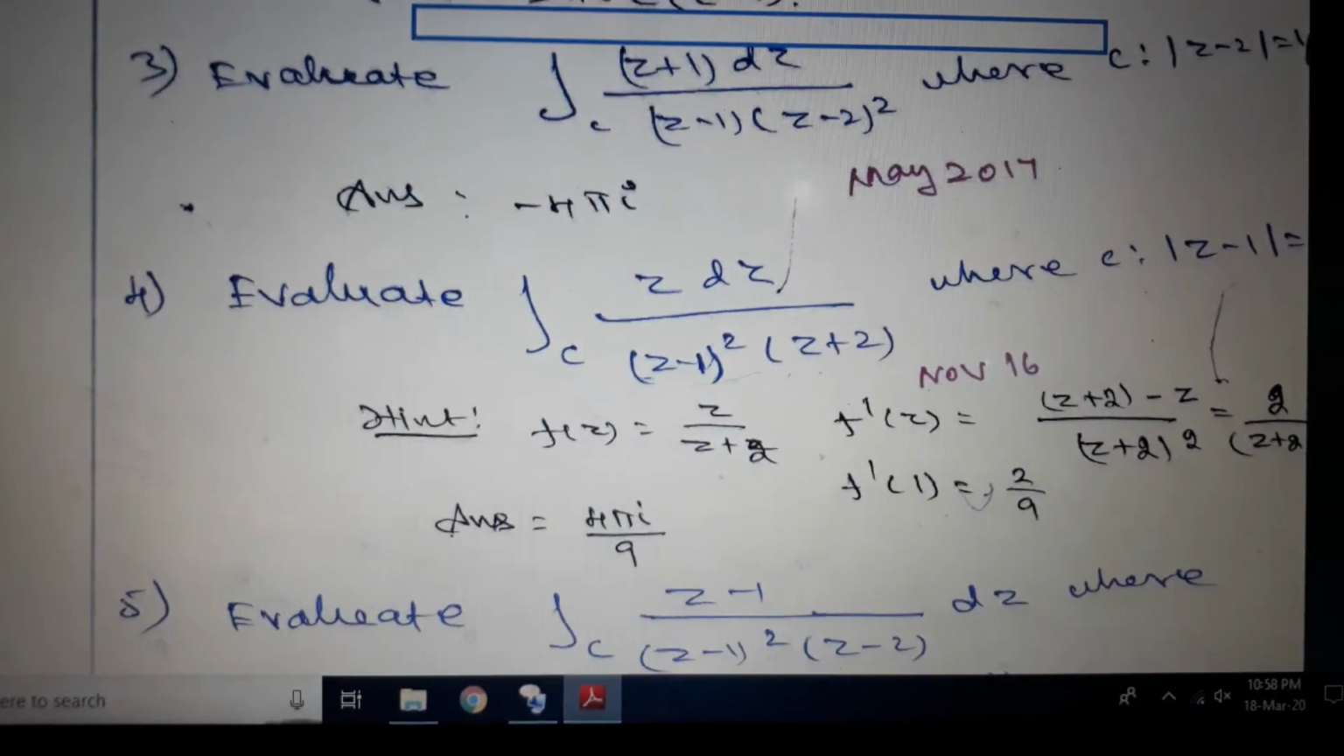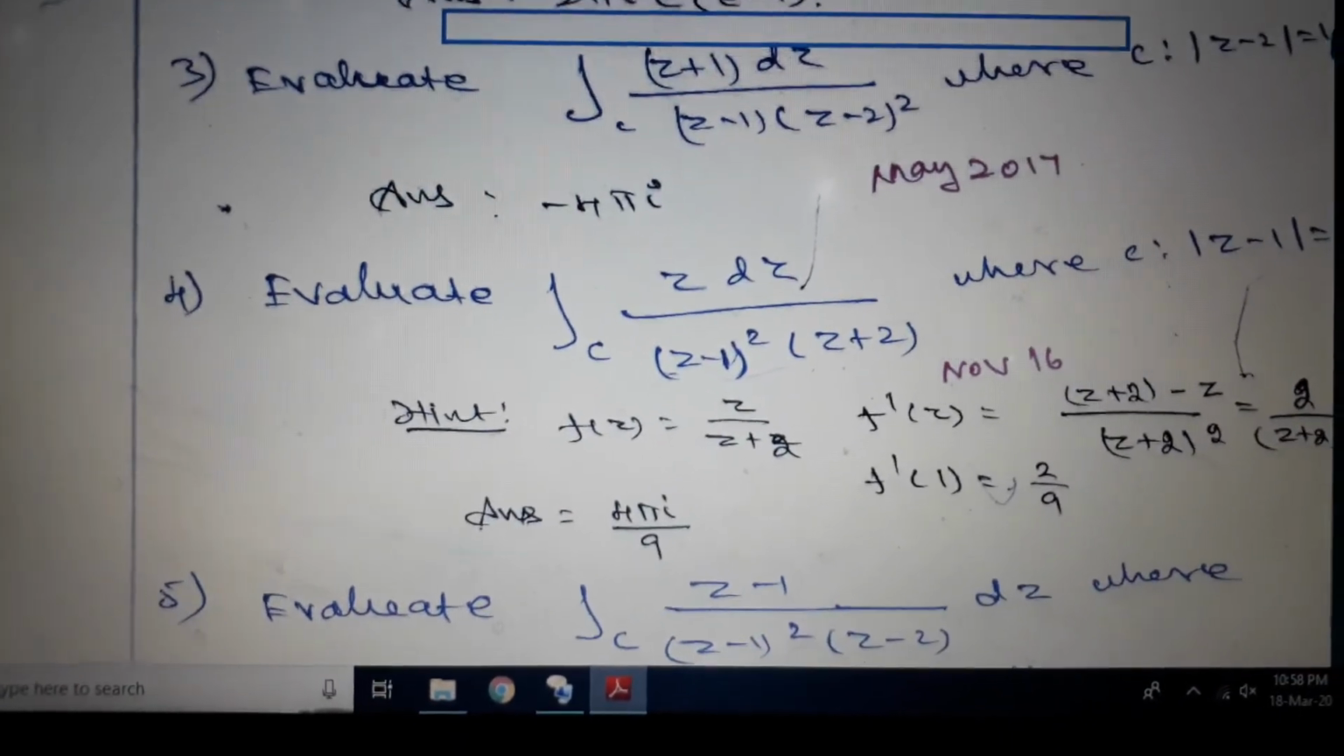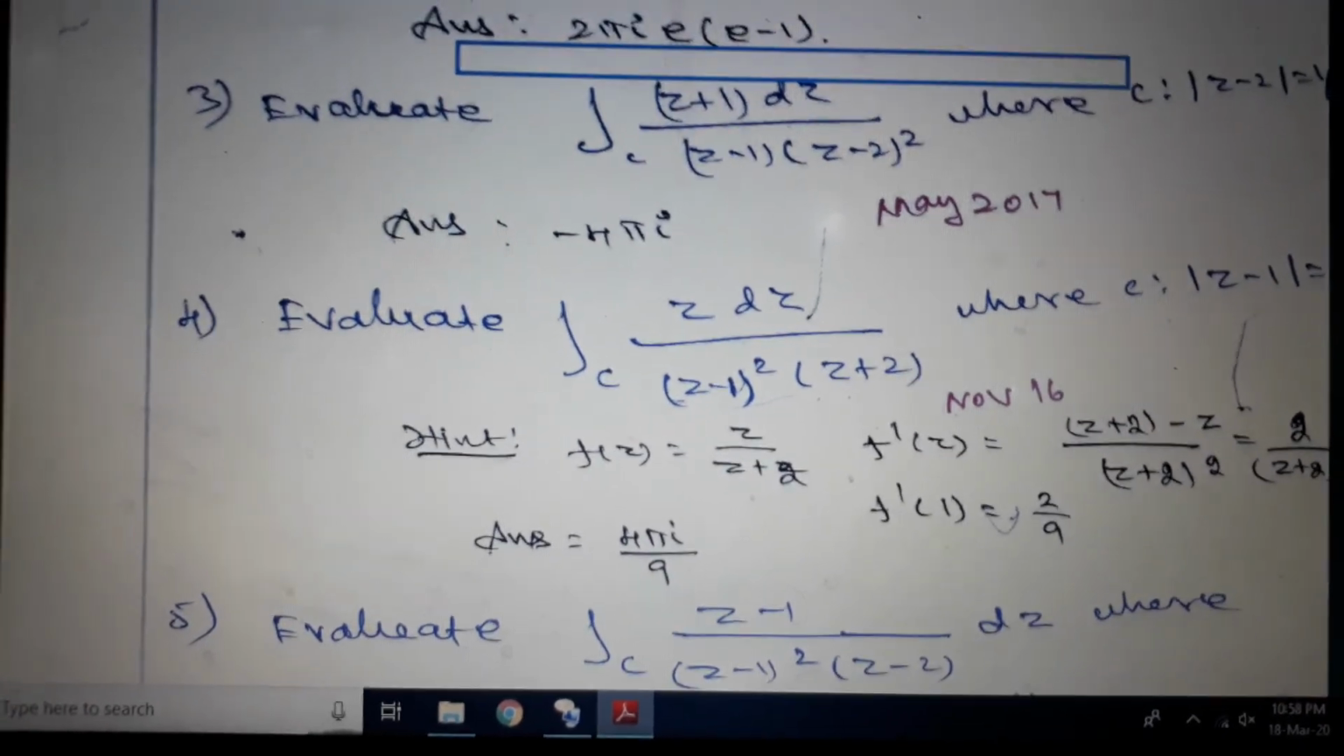Tomorrow we will see Laurent series expansion. After that, Cauchy residue theorem, then contour integration type 1, type 2, type 3. One by one we will see it.